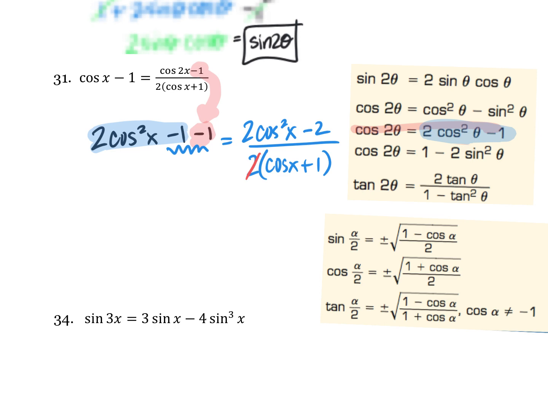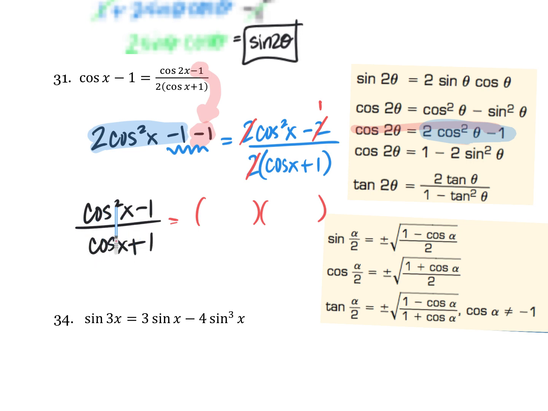Does every term have a 2? Even if we distributed, every term still would have had a 2 and we could have canceled them out. Sometimes we see it a little easier when the 2 is sitting out front. So everything has a 2. We're left with cosine squared x minus 1 on top over cosine of x plus 1. On your quizzes, you want to cancel things out, but we can't do that. Do the exact same thing as last time, difference of squares up there.